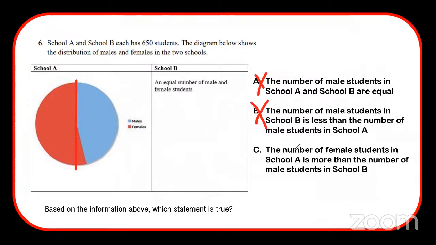So let's look at the statement. The number of female students in school A is more than the number of male students in school B. True or false?